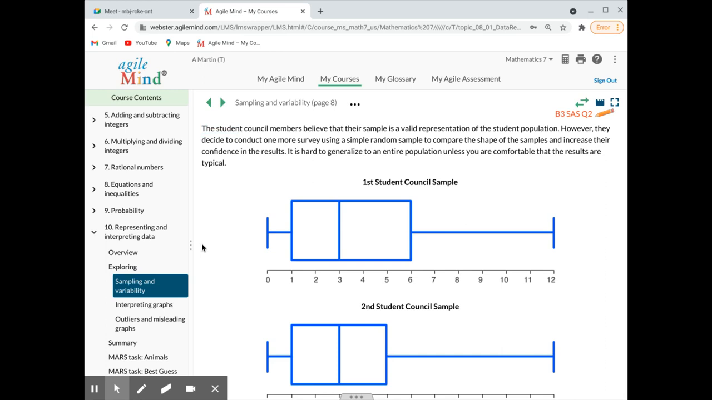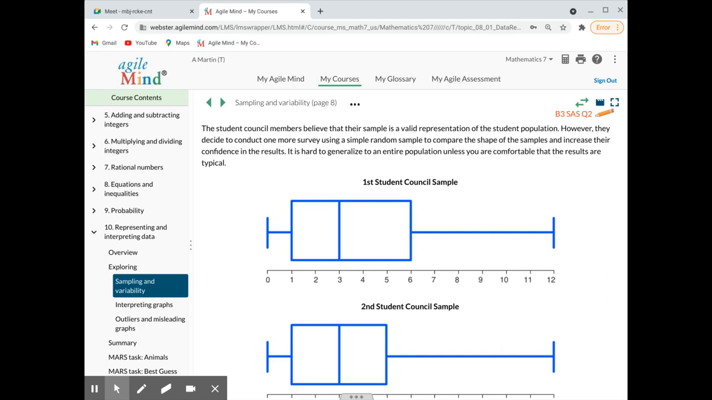Yes, please, sir. The student council members believe that their sample is a valid representation of the student population. However, they decided to conduct one more survey using a simple random sample to compare the shape of the samples and increase their confidence in the results. It is hard to generalize to an entire population unless you are comfortable that the results are typical.